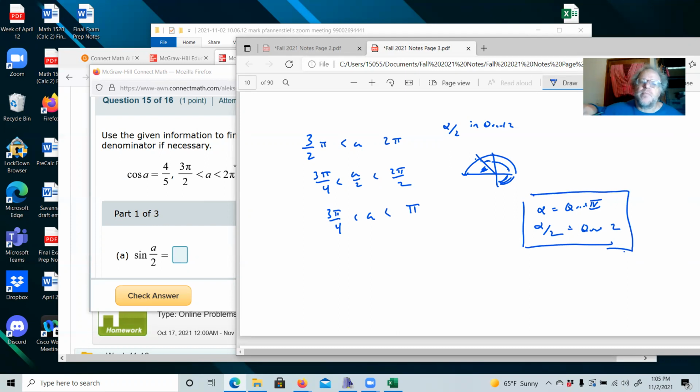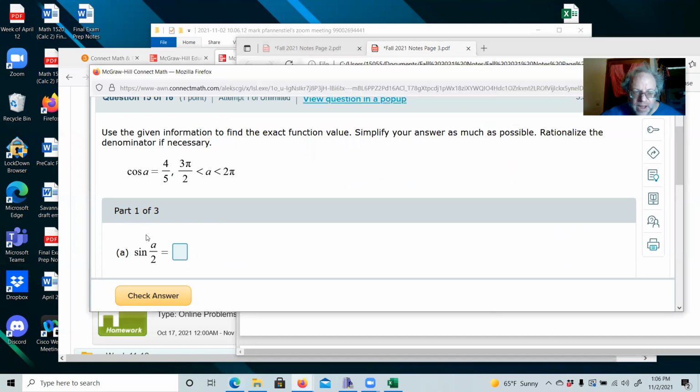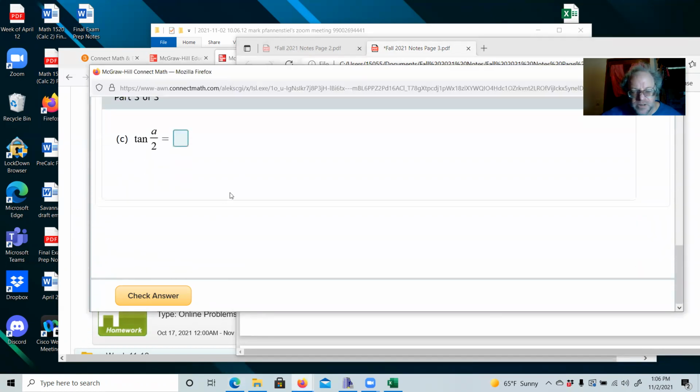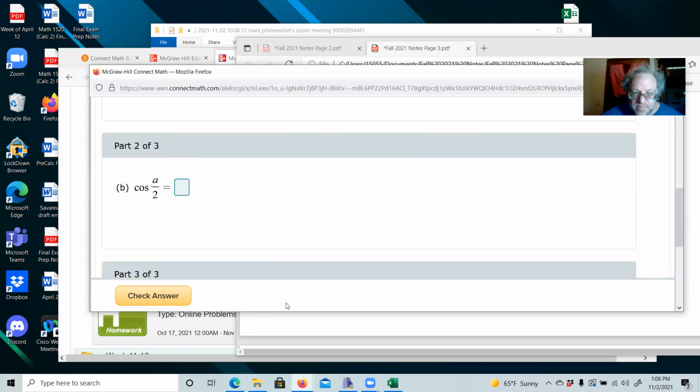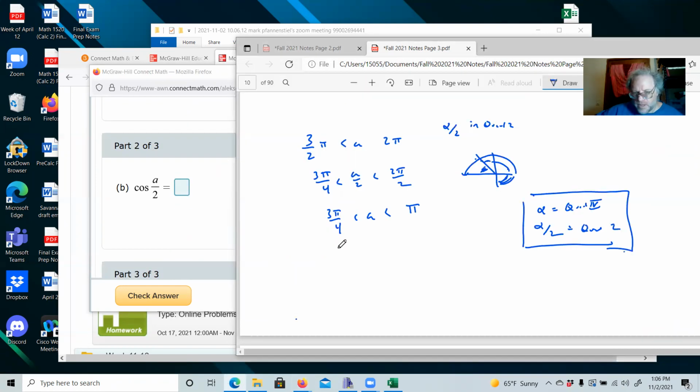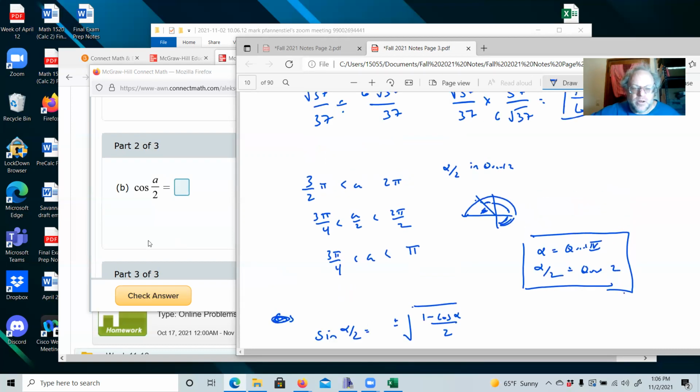So we have that. All right. So we have to figure out sine of alpha over 2, cosine of alpha over 2, tangent of alpha over 2. Okay, so there we go. And again, we'll do sine first because that's part 1. We'll do sine of alpha over 2. Sine of alpha over 2 is the square root of 1 minus cosine of alpha divided by 2, plus or minus.